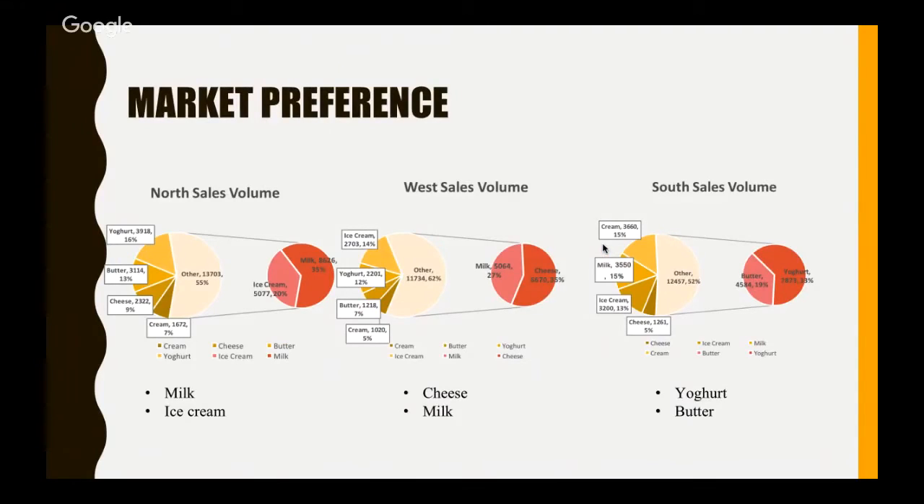To be specific, people in each region have their own preference. In North, milk and ice cream account for 55%. In West, cheese and milk account for 62%, and in South, yogurt and butter account for 52%. If I could set up different prices in different regions, this analysis would be really helpful.